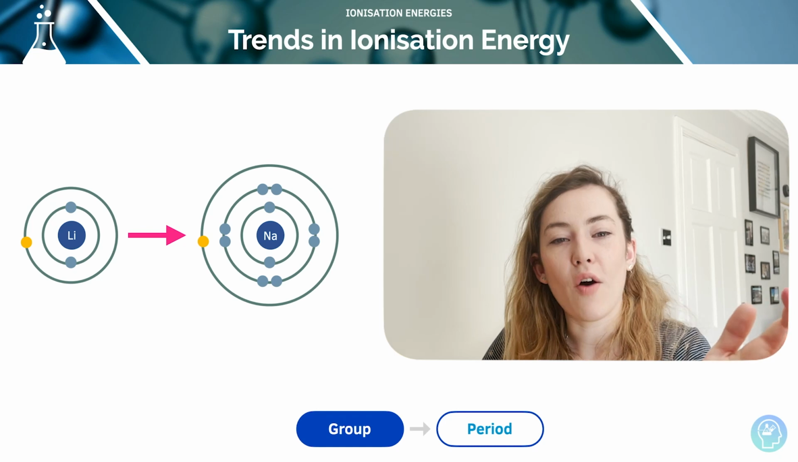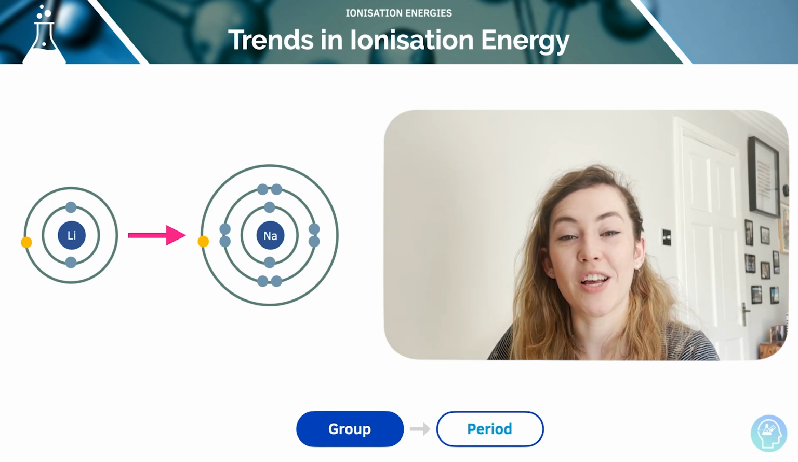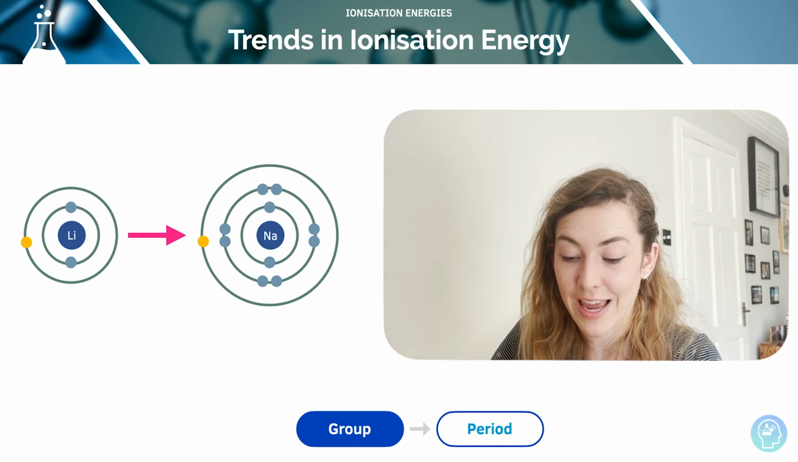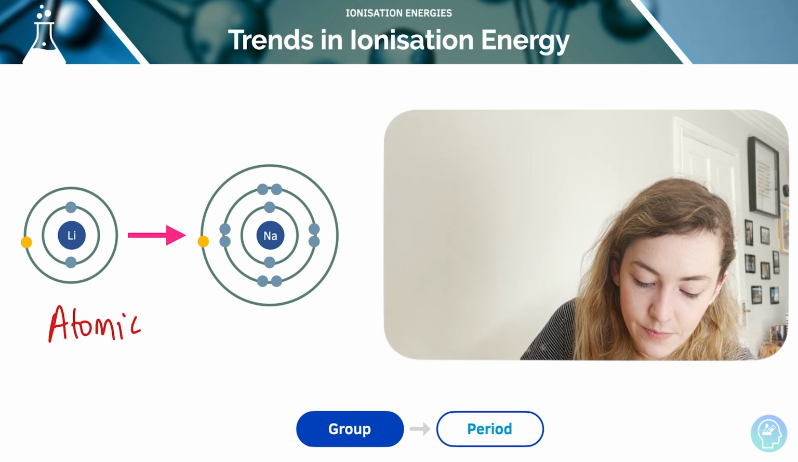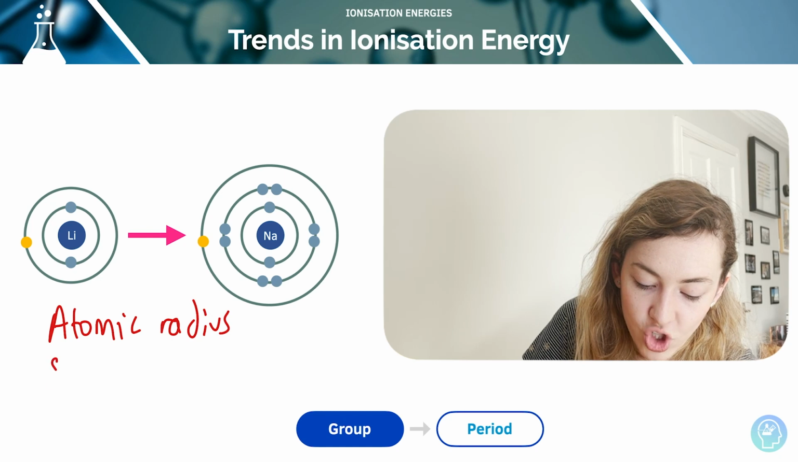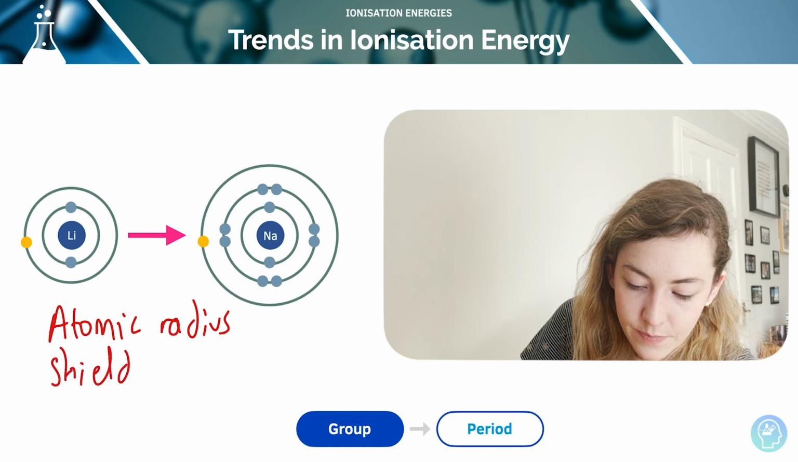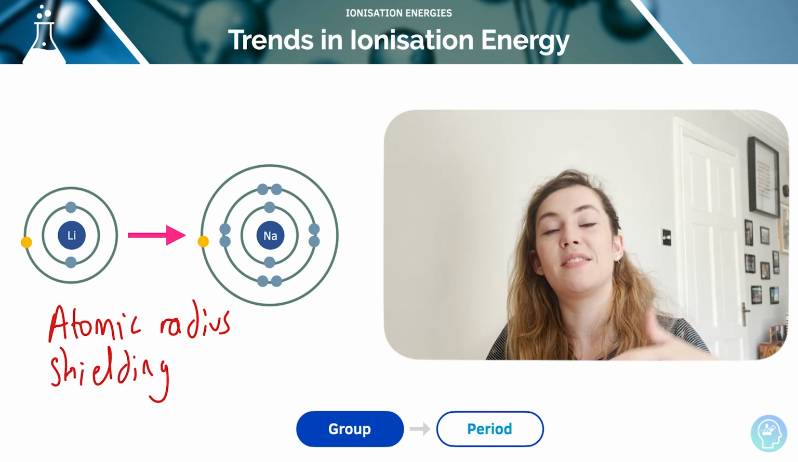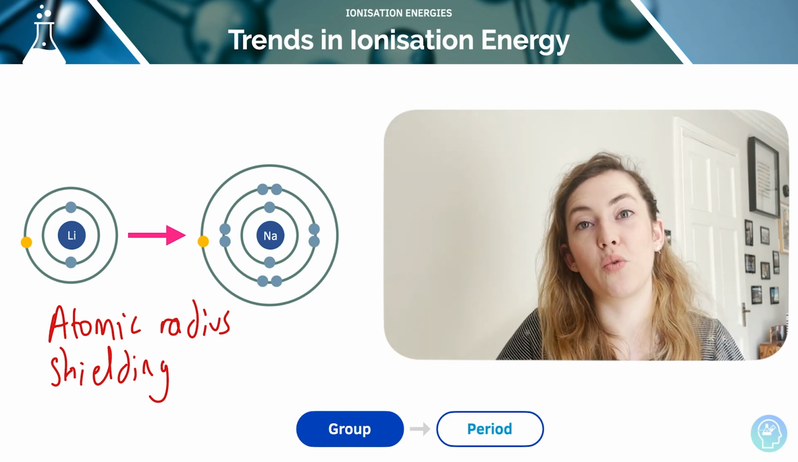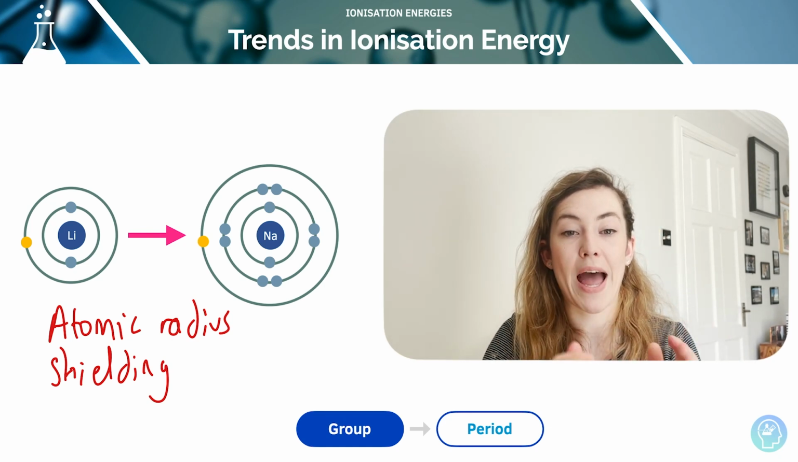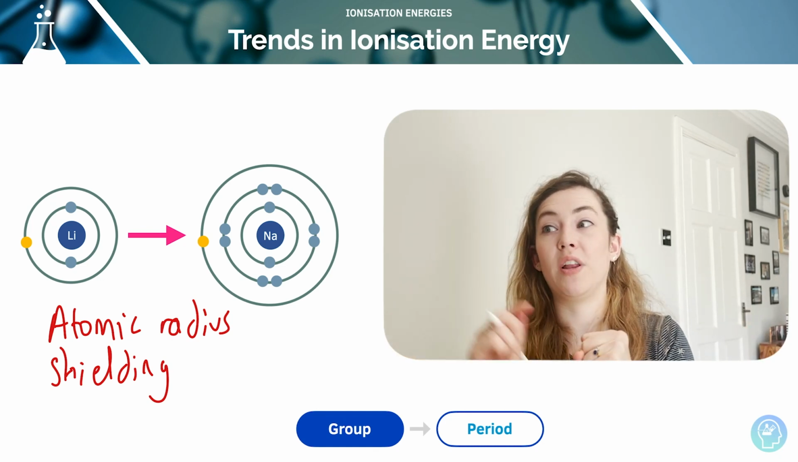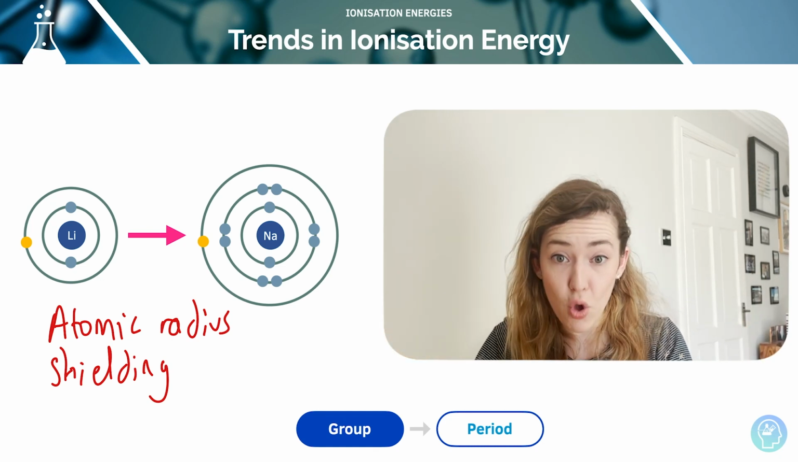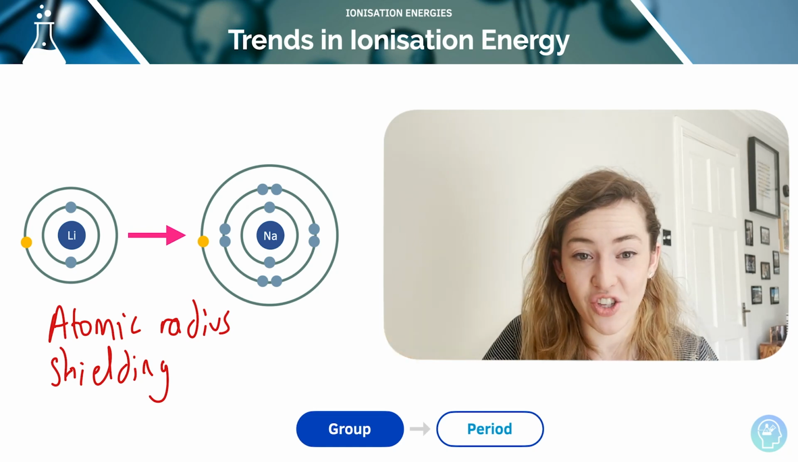So remember that our first ionization energies are going to decrease as we move down a group in the periodic table. And this is due to 2 factors. We've got atomic radius, and we've got shielding effects. So the atomic radius is going to increase as you go down the group. So the atom is going to get larger and larger as we add more shells. And this is going to decrease the attraction between the positive nucleus and the outermost electron, making it easier to remove. So it's going to decrease the ionization energy.